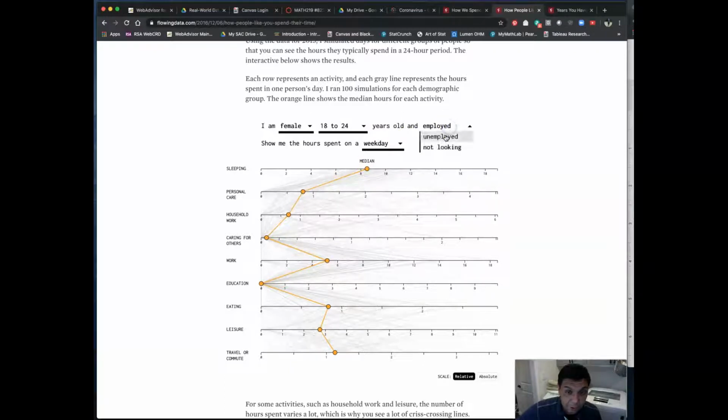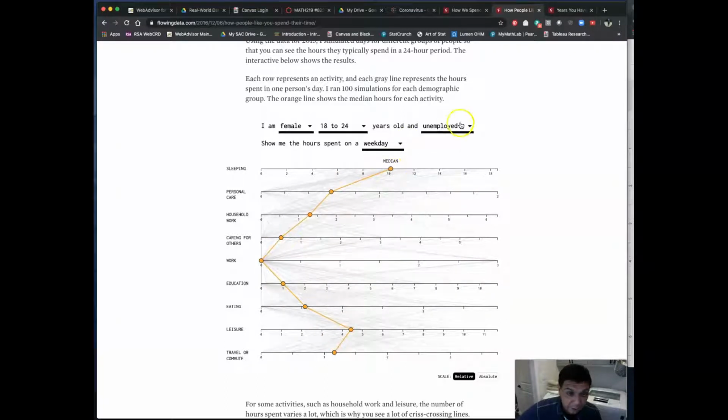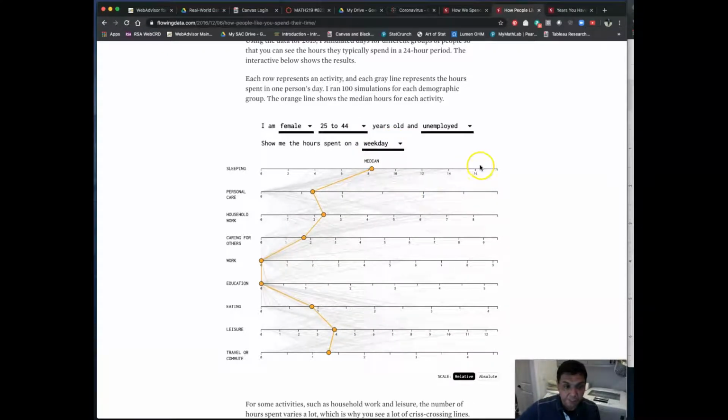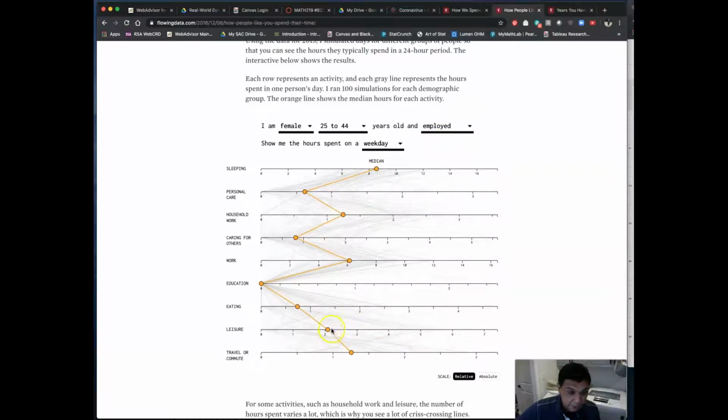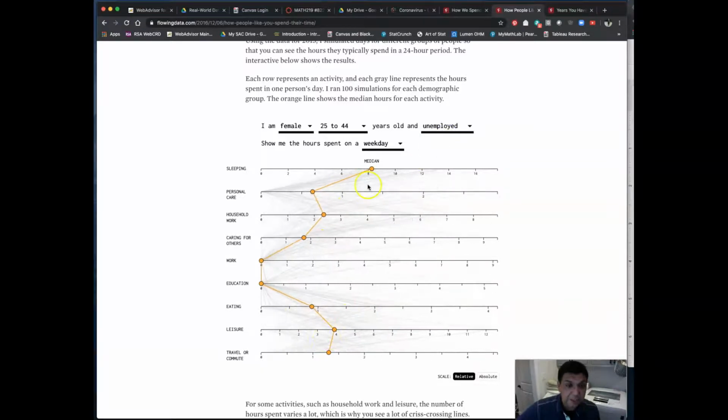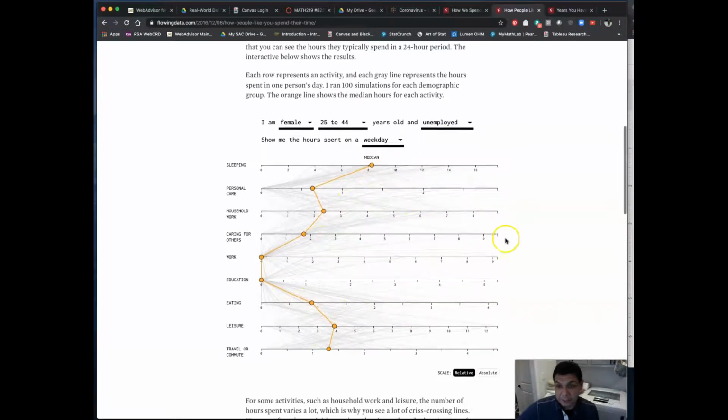Whether you're employed or unemployed, you sleep more if you're unemployed, for whatever reason. But again, think about all these different types of variables. These are awesome graphs for you to play with and think about what we call multi-variable thinking and how things change. Leisure time: unemployed versus employed, you have less leisure time. You travel, commute, probably employed is more than unemployed. Yep, you can see these numbers, but they're using median values in this case.